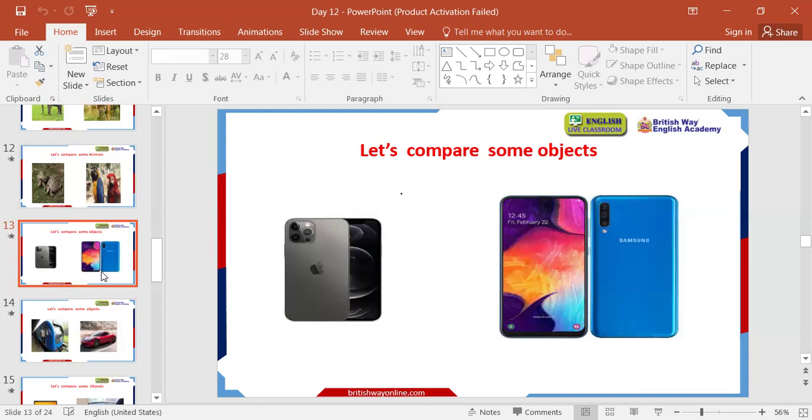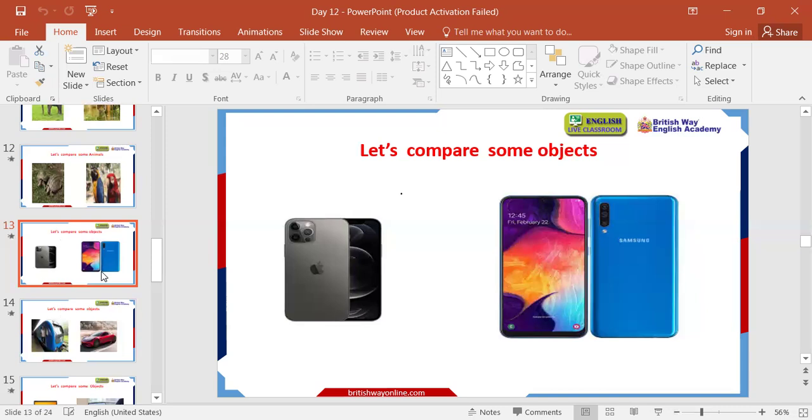iPhones are more powerful than Samsung phones. iPhones are easier to use than Samsung phones. iPhones are smoother than Samsung phones. iPhones are more expensive than Samsung phones. iPhones are more attractive than Samsung phones in design. iPhone's GPU is more powerful than Samsung phones.